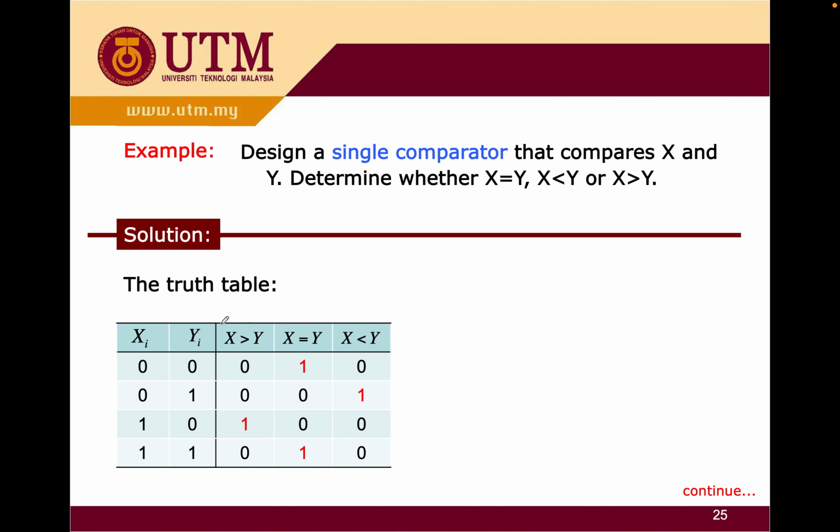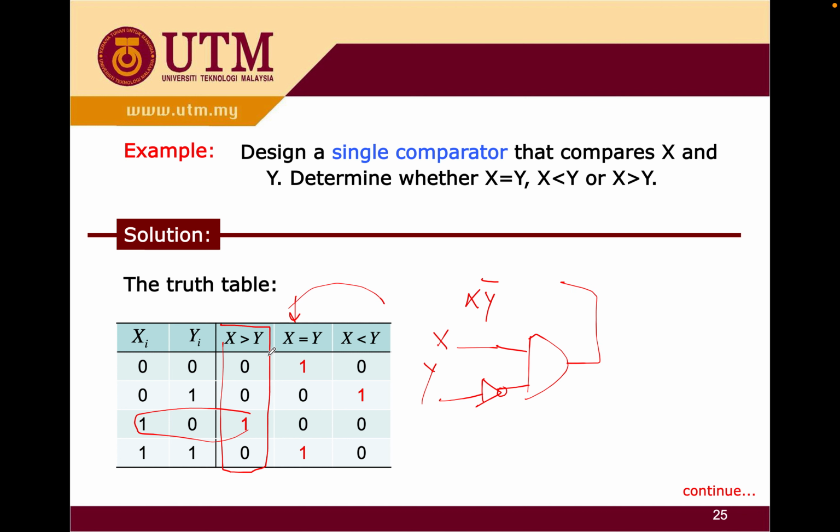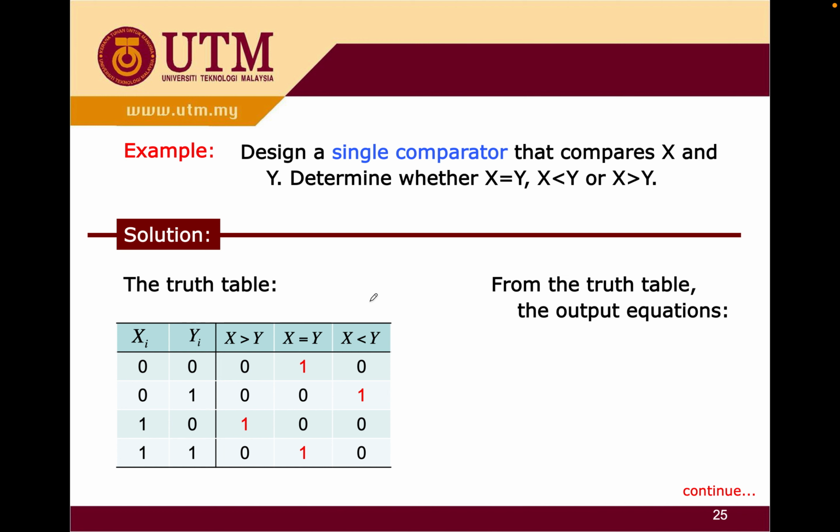Okay, let me pick only this, because this one we already know is going to use the XOR. Now for this part, if it's going to have X, Y bar, X bar, Y, we will get like this, X and Y. So we can combine all with another output. Let's find out.